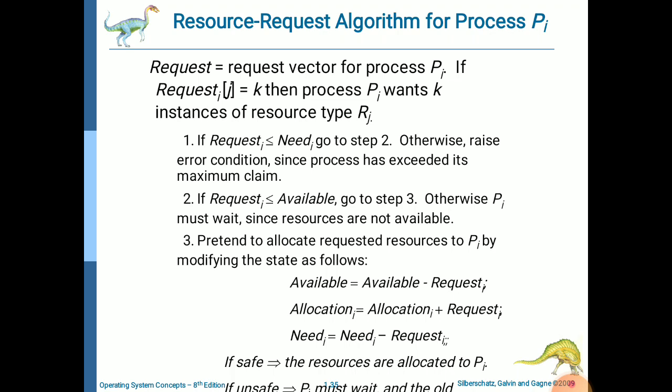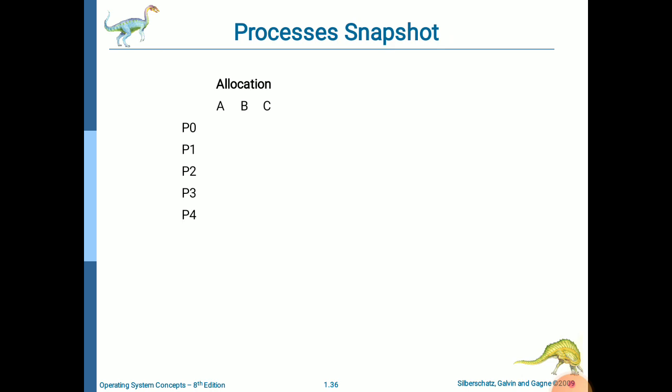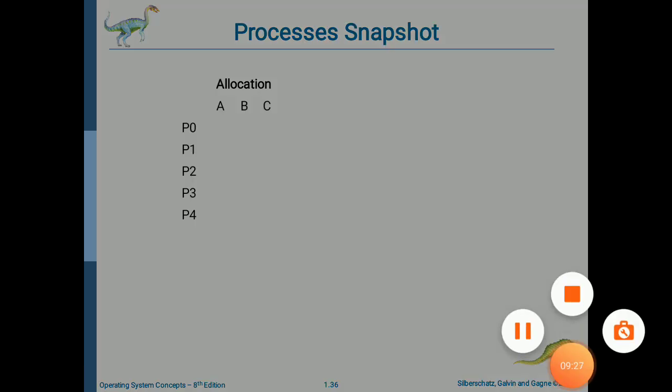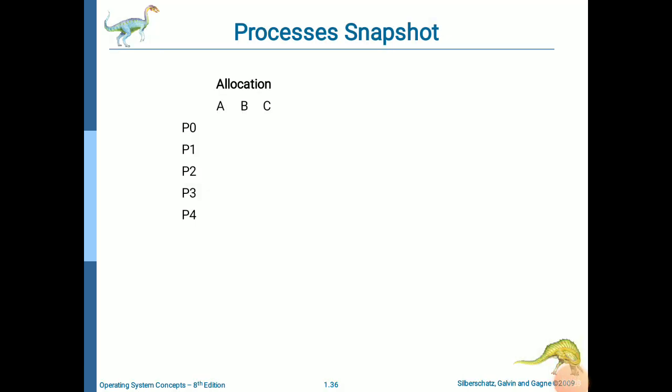Then again call the safety check algorithm. If the system is safe, then the resources requested by the process Pi must be allocated. If the system is unsafe, then Pi must wait with the old resources only. So let us consider an example.